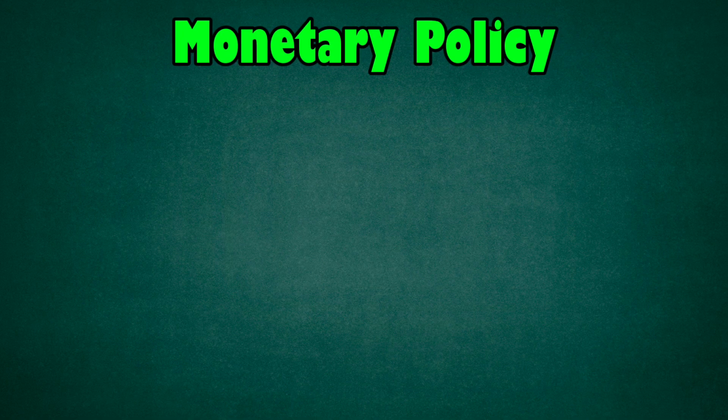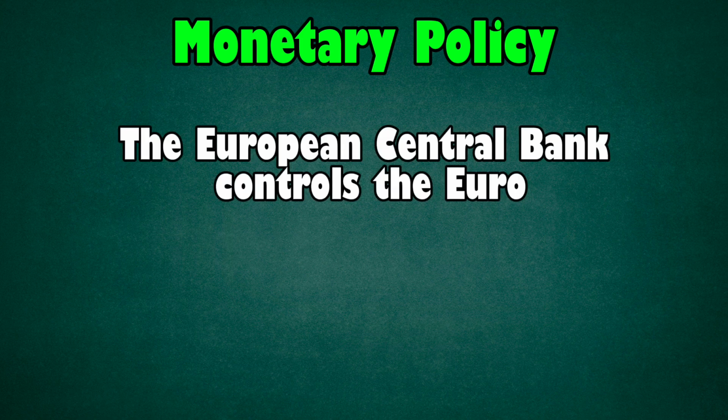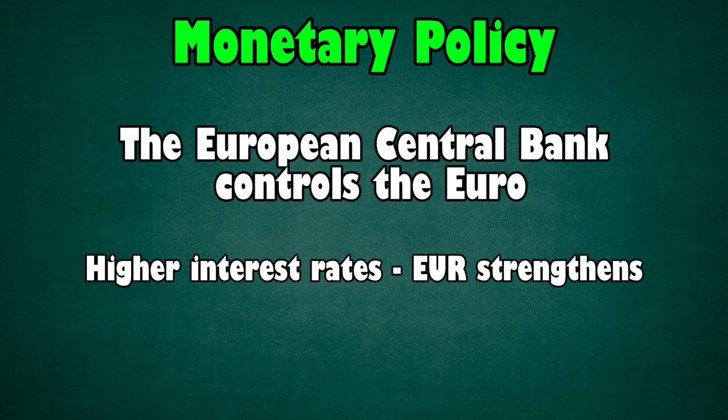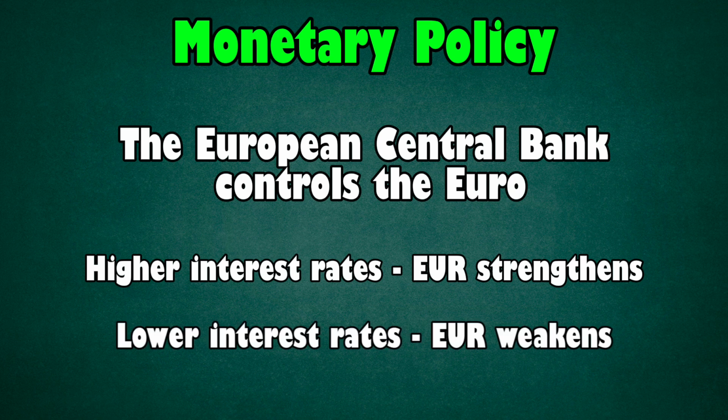Just like the Fed controls the dollar, the European Central Bank controls the euro. And once again, interest rates are key. When the ECB raises interest rates, the euro becomes more attractive to investors, and it strengthens. When rates are low, or when the ECB prints money through quantitative easing, the euro tends to weaken. But here's the twist. Because the Eurozone includes multiple countries, the ECB has to balance different economies at the same time, and that's what makes EUR movements very interesting.